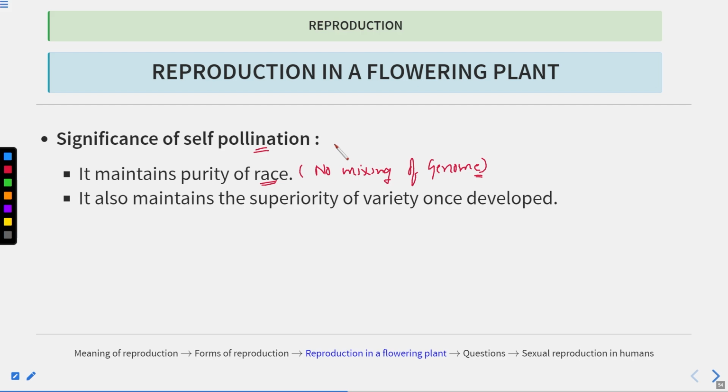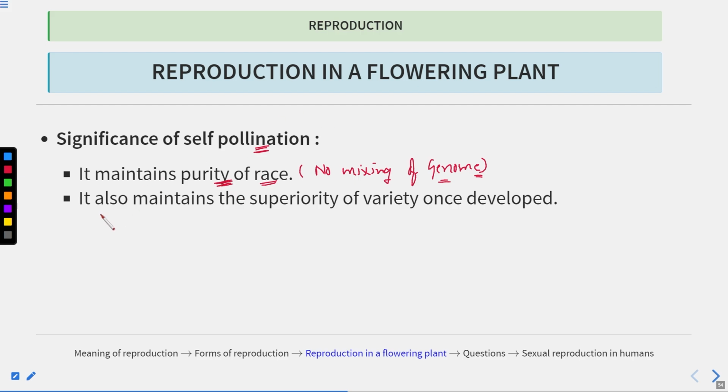Here, what is happening? The pollination is happening within genetically identical individuals, or the flower that has the same or similar genetic material. Clear? So there is no mixing. That's why the plants that are produced will be pure.